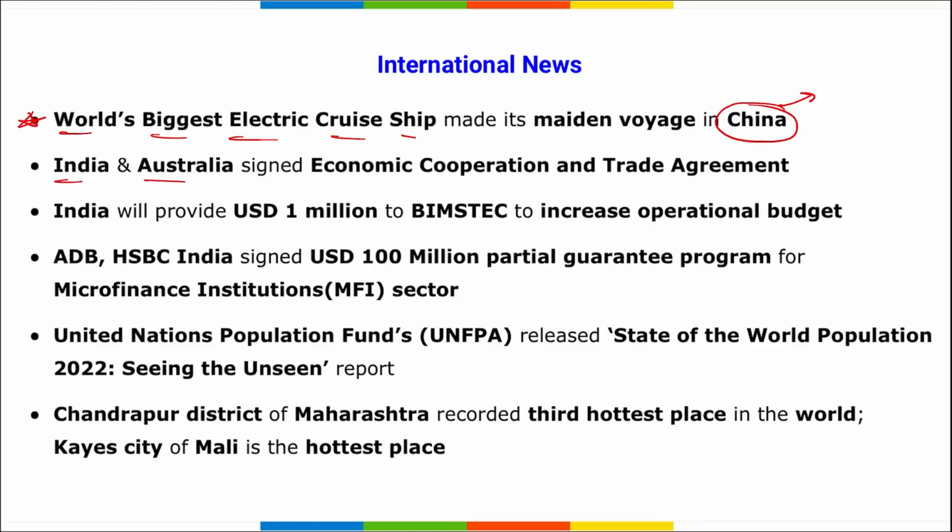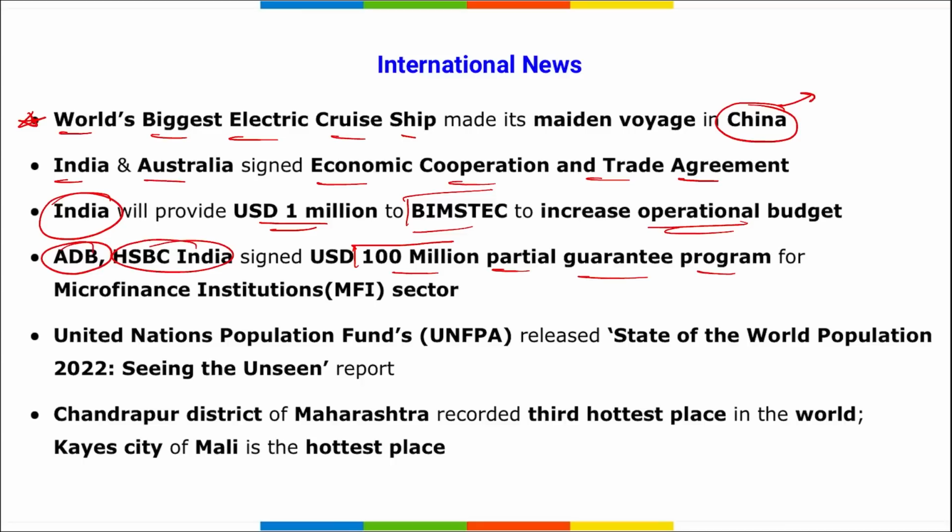Then India and Australia have signed an economic cooperation and trade agreement. India will provide 1 million to BIMSTEC to increase the operational budget. IDBI and HSBC India signed a $100 million partial guarantee program for the microfinance institution sector. United Nations Population Fund UNFPA has released the State of the World Population 2022, Seeing the Unseen report.